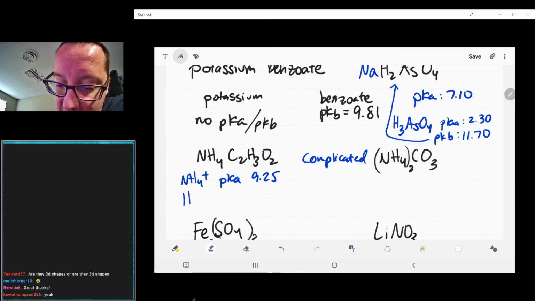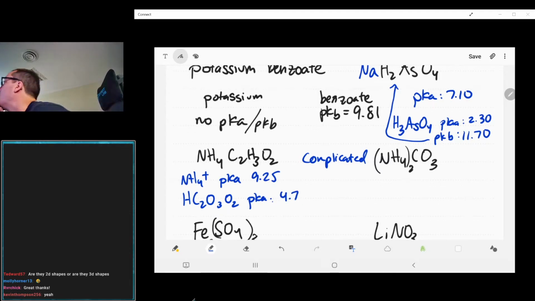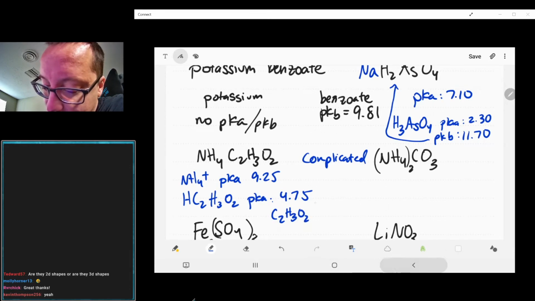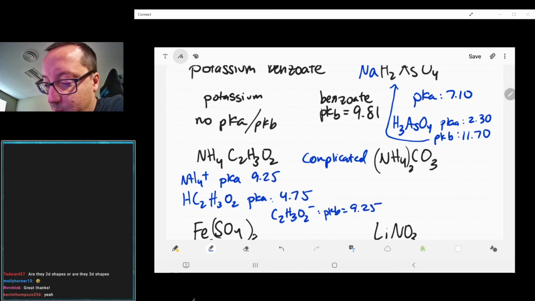And then we have acetic acid, which has a pKa of 4.7, or so. Where is acetic acid? Yeah, 4.75. Which means that the acetate's pKb is 9.25. Isn't that convenient?